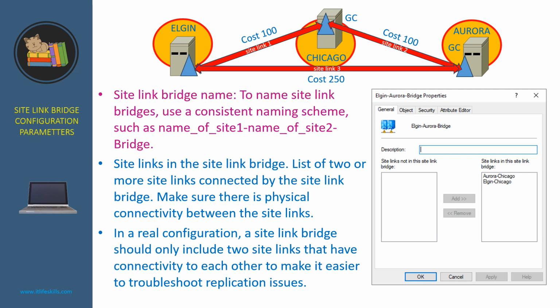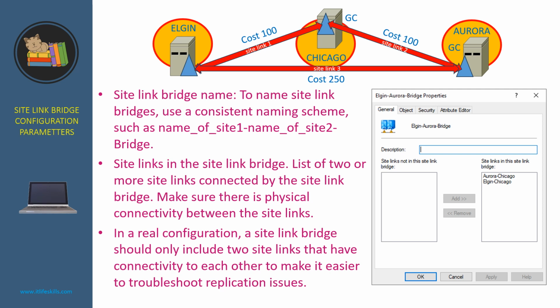To name site bridges, we should use a consistent naming scheme such as name of site 1 dash name of site 2 dash bridge. The second parameter is site links in the site bridge, which lists two or more site links connected by the site bridge. We need to make sure there is physical connectivity between the site links. In a real configuration, a site link bridge should only include two site links that have connectivity to each other to make it easier to troubleshoot replication issues.